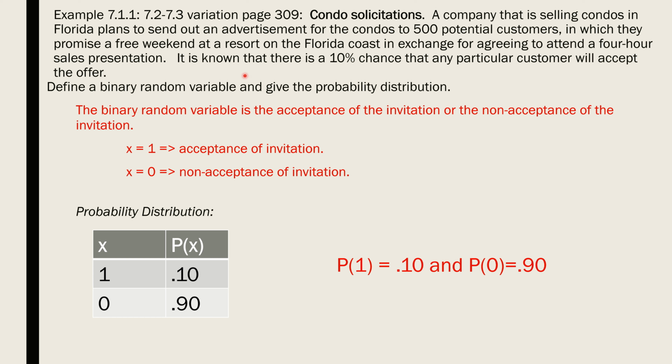According to the context of the question, it is known that there is a 10% chance that any particular customer will accept the offer. So when x equals 1, the probability of x equals 1 will be 0.1, and the probability of x equals 0 will be 0.9.